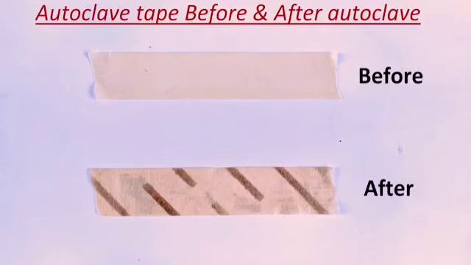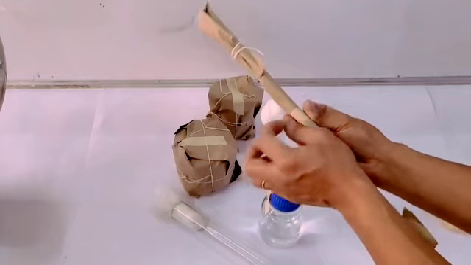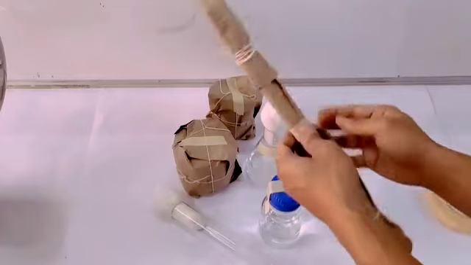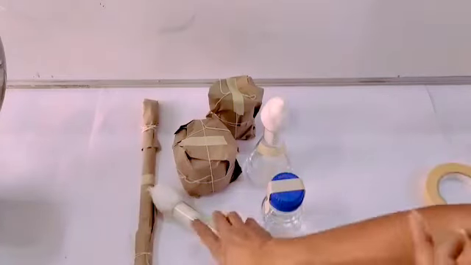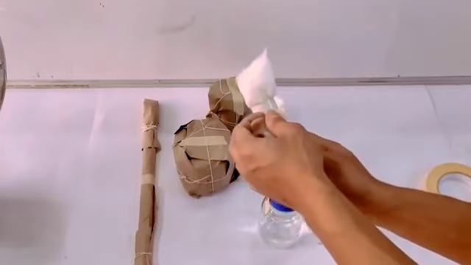The autoclave tape, which has a uniform color throughout to begin with, will show diagonal black stripes at the end of the autoclaving process, if sterilization conditions of temperature and pressure were achieved during the same. I'll be using autoclave tapes alone in this video. With the pasting of the indicator strips, processing of the items for sterilization is complete.